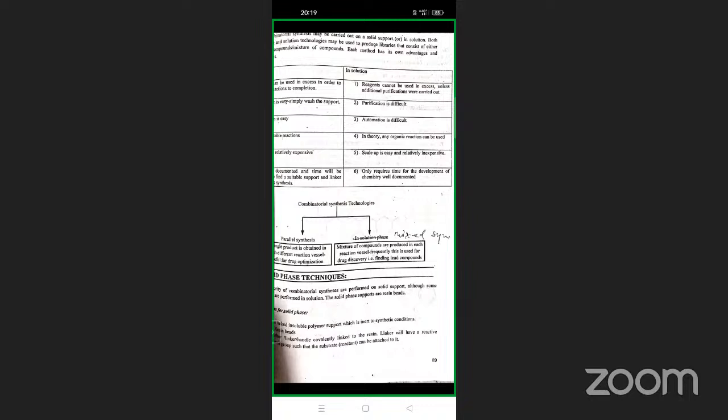Purification is difficult because if any impurities are there in the reaction, it is very difficult to separate those impurities, right? So to separate those impurities, you need to use column chromatography, and thin layer chromatography to monitor. Some difficult methods are applied in the solution phase.